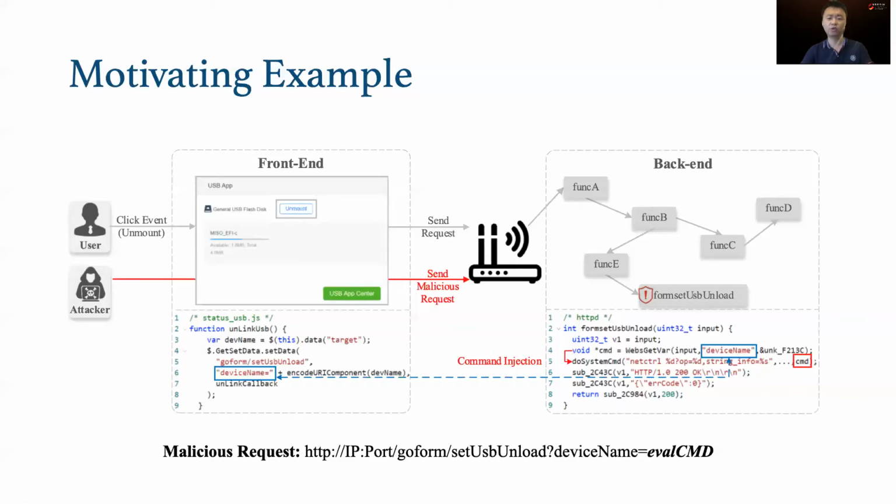An attacker can append extra commands to deviceName in the front end, a variable named CMD, that may embed malicious commands. Attackers can directly send a malicious request via a link like this and exploit this router remotely.